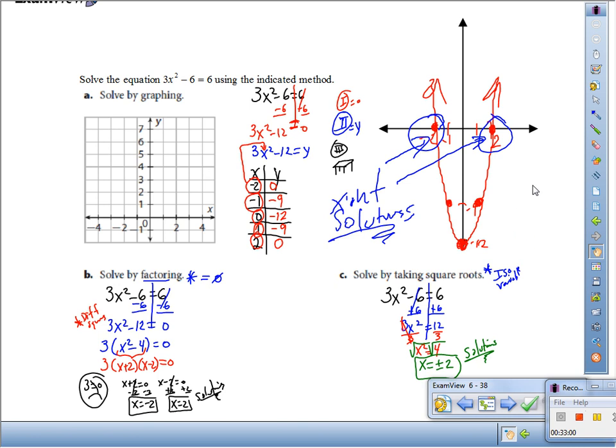All right, did we get the same answer for all three methods? Yes, that is correct. Let's move on to number 7.